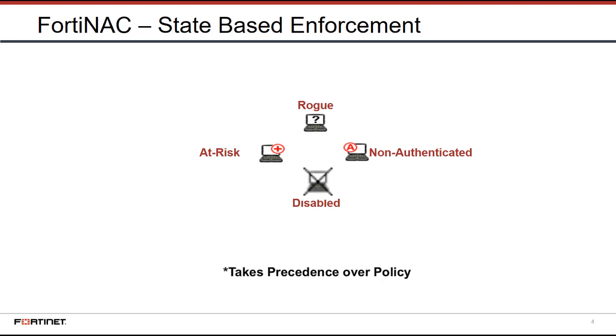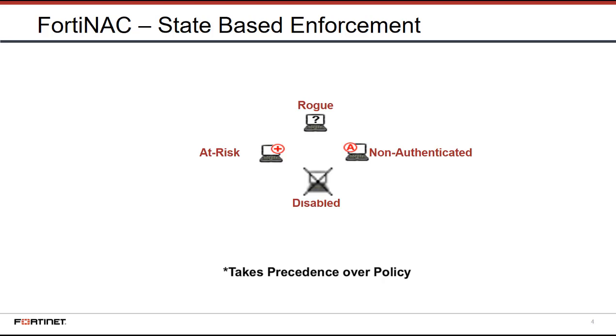The next one is non-authenticated. This is a host that has been identified, it's registered, so to speak, so it's trusted, but we require a host to be associated with that, logged onto that system. So this non-authenticated state is a host without a user authenticated on it. At the bottom we have disabled. This is a host that has been administratively disabled, either by an administrator or through an automated process.